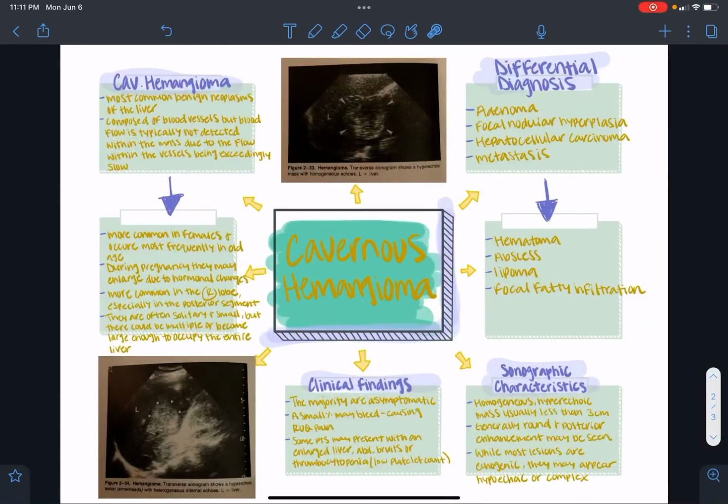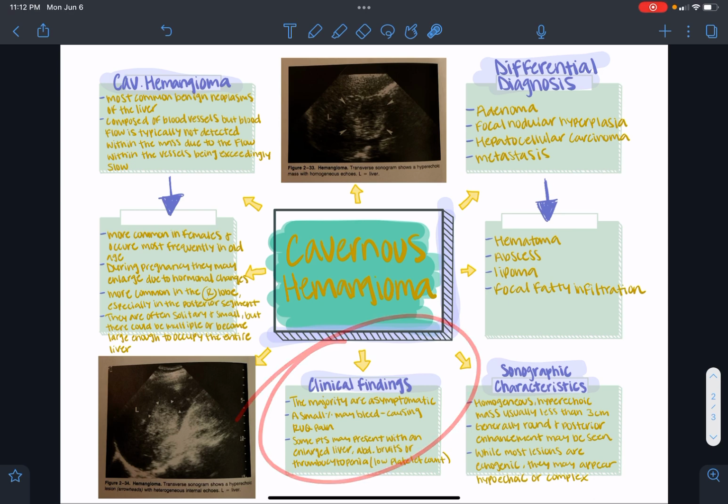And then the next one that I did is cavernous hemangioma. Cavernous hemangioma is the most common benign neoplasm of the liver, composed of blood vessels, but blood flow is typically not detected within the mass due to the flow within the vessels being exceedingly slow. More common in females and occur most frequently in old age. During pregnancy, they may enlarge due to hormonal changes. More common in the right lobe, especially in the posterior segment. They are often solitary and small, but there could be multiple or become large enough to occupy the entire liver.